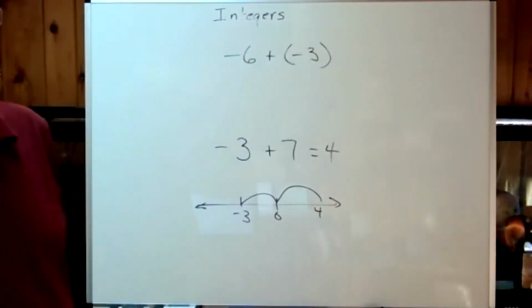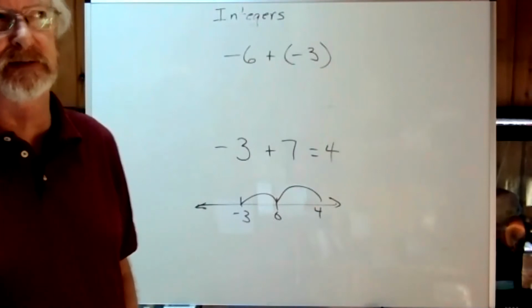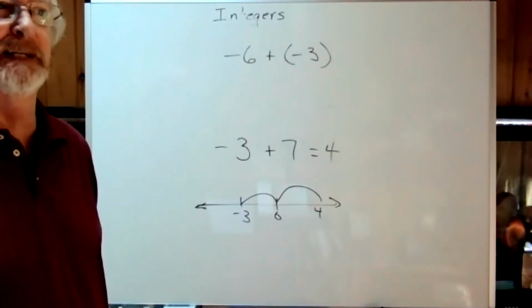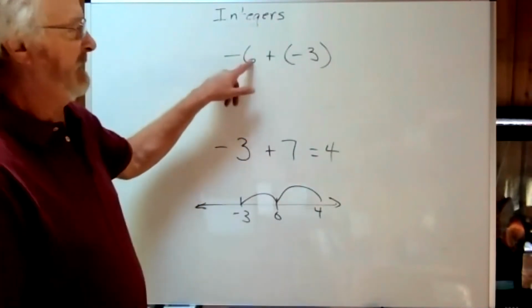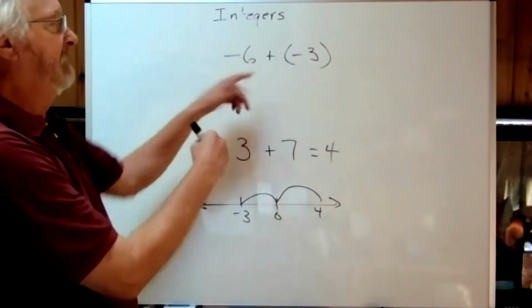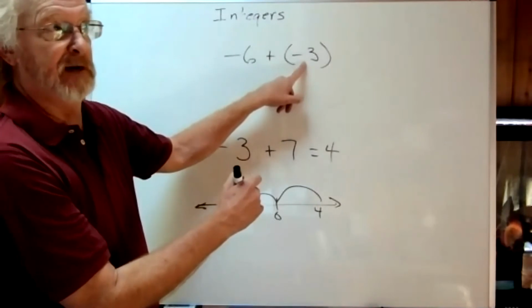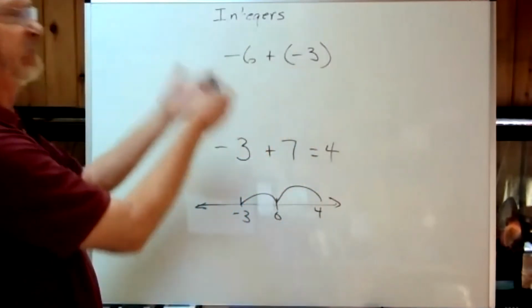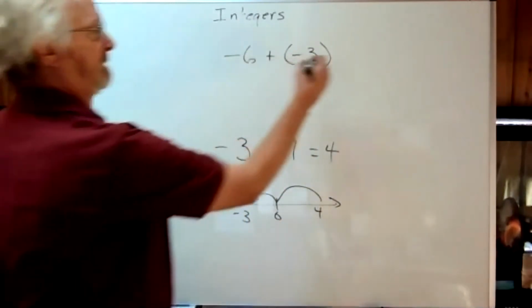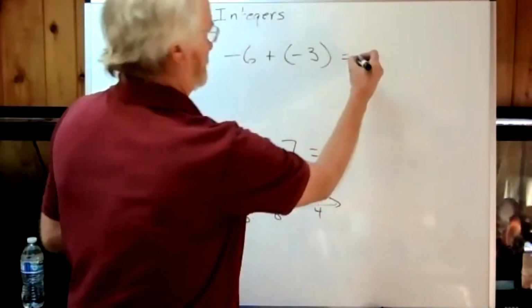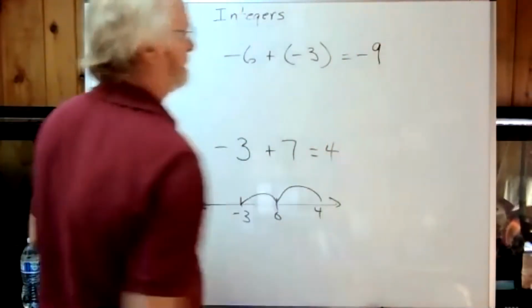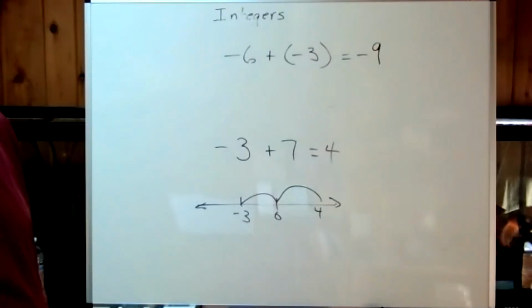Here I'm adding two signed numbers. They both happen to have negative signs. This is saying I'm starting at negative 6 and I'm adding, or going, 3 more in the negative direction. Negative 6 and 3 more in the hole. Minus and more minus, kind of the way I usually say it. Gets me to minus 9.